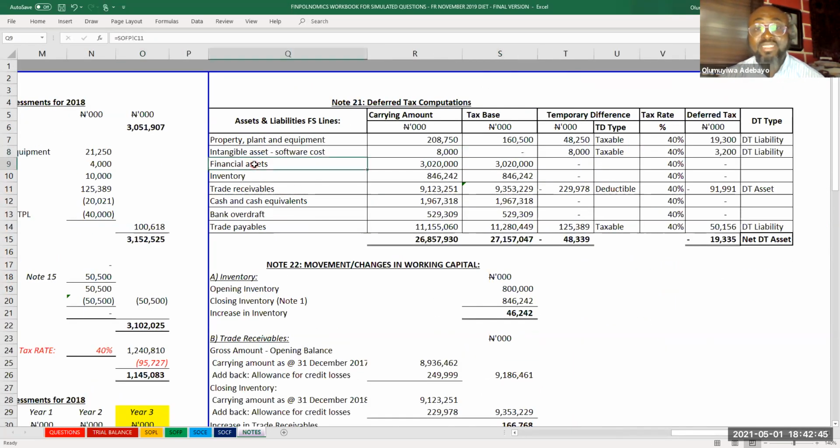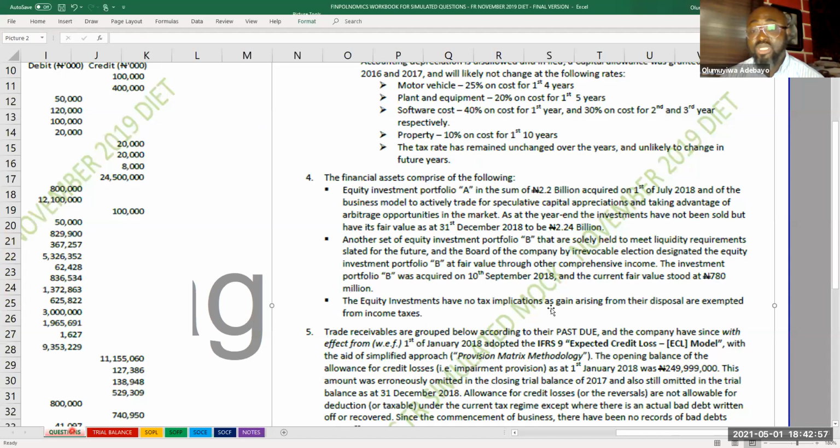Okay, for financial assets, anything that has no tax implication, we have its carrying value and tax base to be the same. Remember what we discussed with respect to the information provided here, that the equity investment has no tax implication, as gain arising from the disposal are exempted from income taxes, which means anything that has no tax implication will not give rise to deferred tax. And I think I can also show you from our material, which we had discussion on income taxes. Okay, let me just quickly show you.